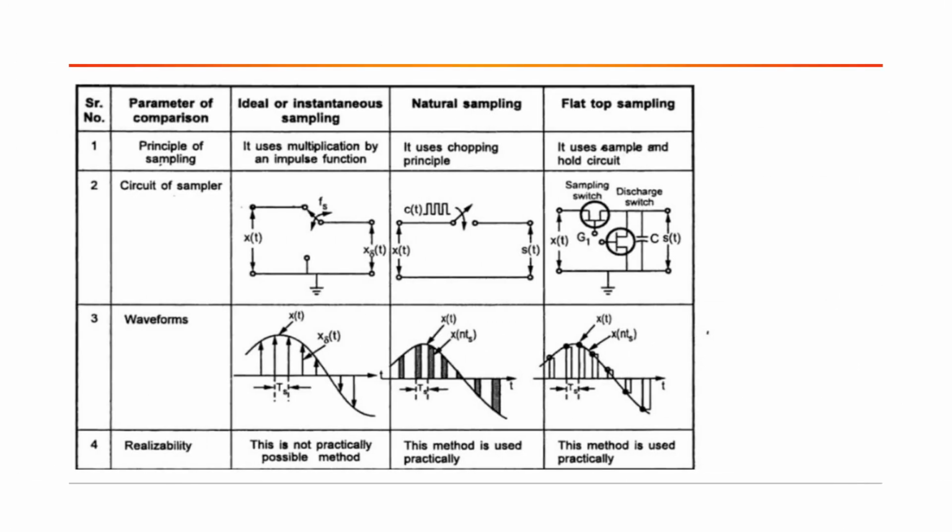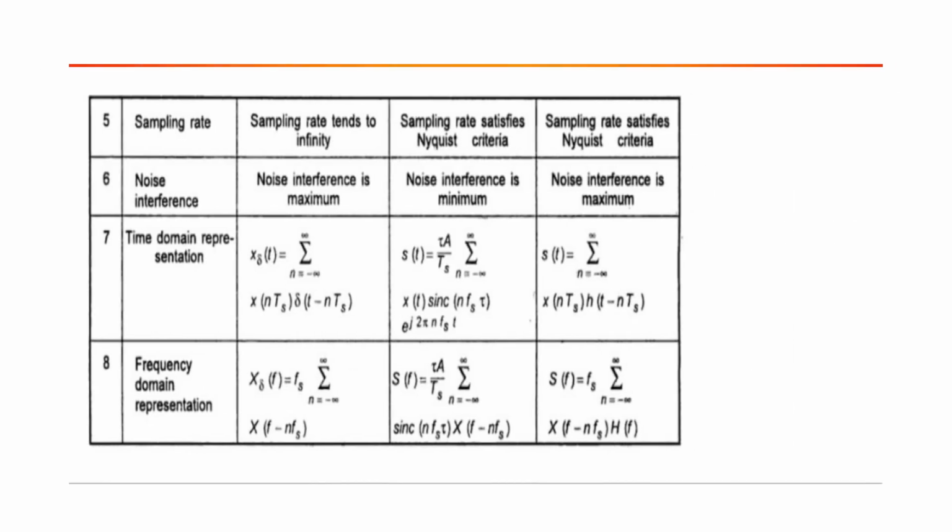The equalizer's frequency response is the inverse of the sampling pulse's spectrum, H(f). The overall frequency response is then a flat characteristic, correcting the distortion. The block diagram shows the flat-top sampled signal G(f) passing through the equalizer H_EQ(f) and a low-pass filter to recover the original signal X(f).